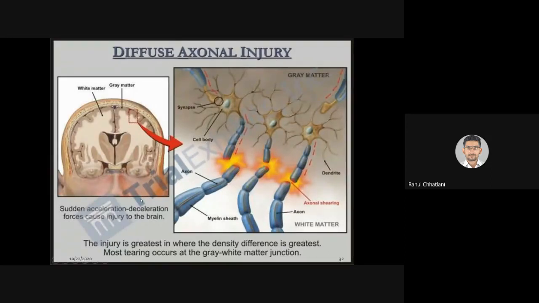Sudden acceleration and deceleration forces cause such injuries. Also, rotational injuries may happen. The injury is greatest where the density difference is, basically at the gray and white matter junction, where the gray and white matter in the brain meet. At that portion, there is the maximum chance of diffuse axonal injury. And if it is widespread, it will directly lead to coma.